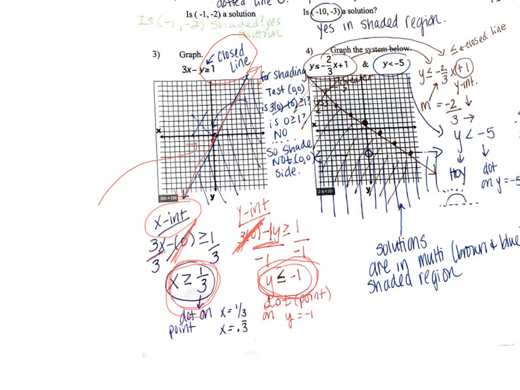You could always test 0, 0. It's on this side of the line. I drew an arrow. If you plug in 0, 0, you would get 3 times 0 minus 0 greater or equal to 1. You're asking yourself, is that true or false? Is 0 greater or equal to 1? No, so you don't shade the side 0, 0 is on. That's why we shaded the other side.